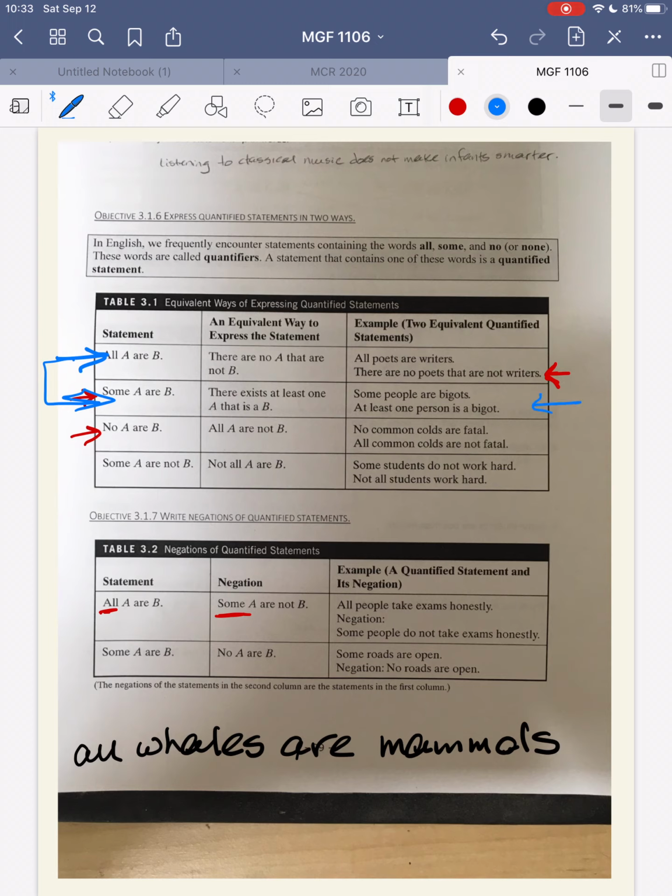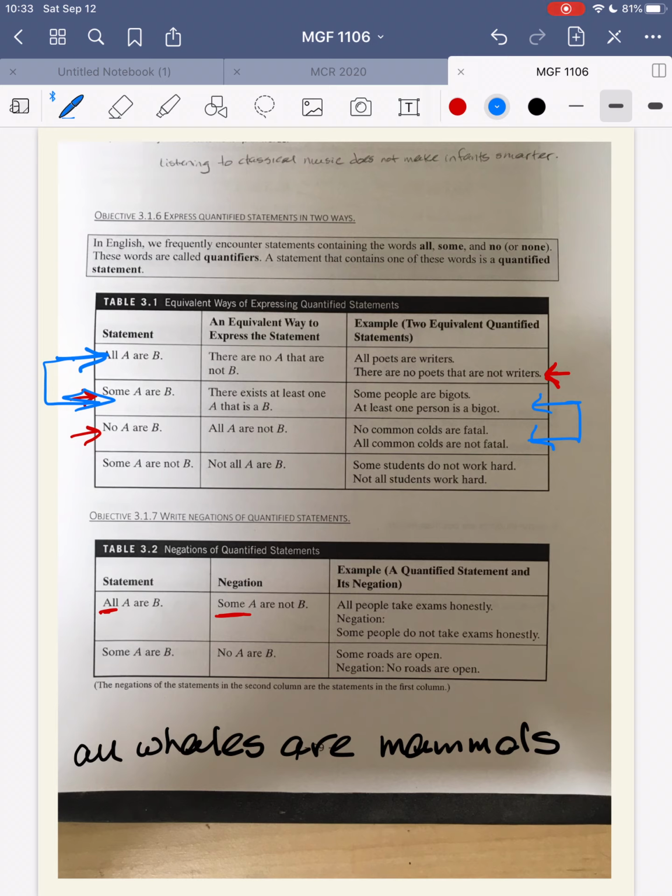It seems like they're being tricky to you, but they're really not trying to be. So some roads are open, no roads are open. So it's a total shutdown of that fact. The negations in the second column here are the equivalent of the statements in the first column.